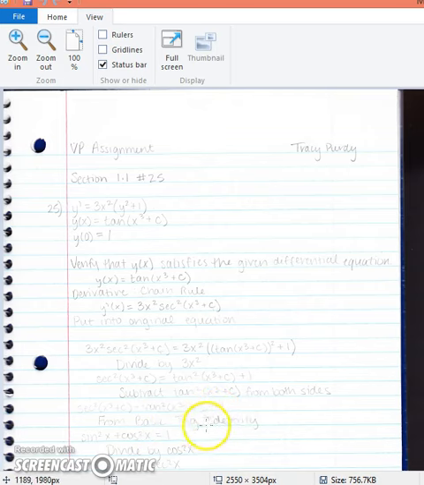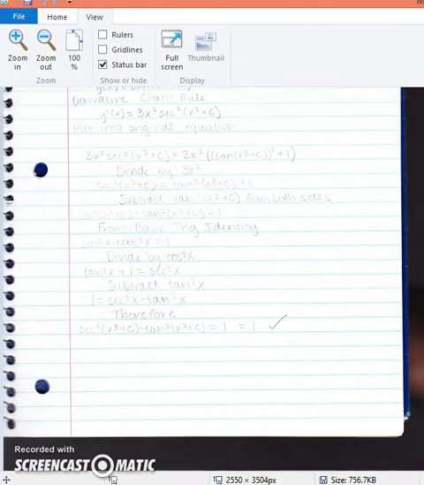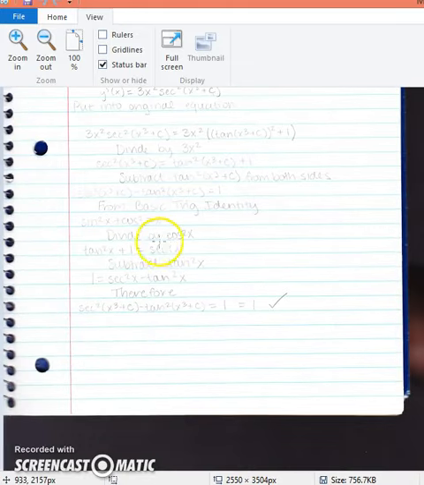Then I wrote from the basic trig identity of sine squared plus cosine squared equals 1. So then I divided by cosine squared, and then I got tangent squared plus 1 equals secant squared of x. So then I subtracted tangent squared, so this is the format that I use, that 1 equals the secant squared minus tangent squared of x.